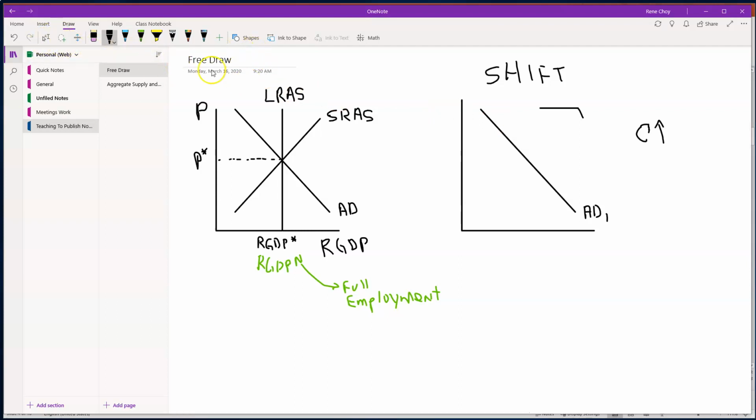Oh, that didn't work. There we go. So a shift is a movement of the entire line. And if you have an increase in the level of consumption activity, then the aggregate demand will shift to the right. The opposite of this is also true. If you have a decline in consumption activity, then you'll see a decrease, or a shift to the left, in the aggregate demand line.